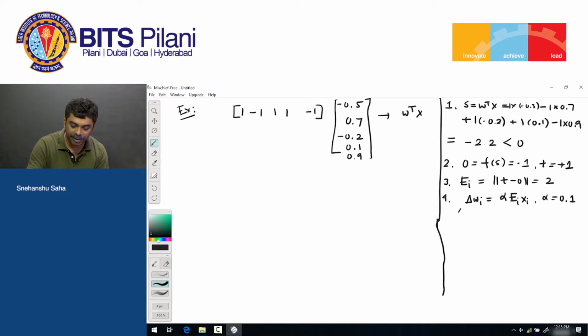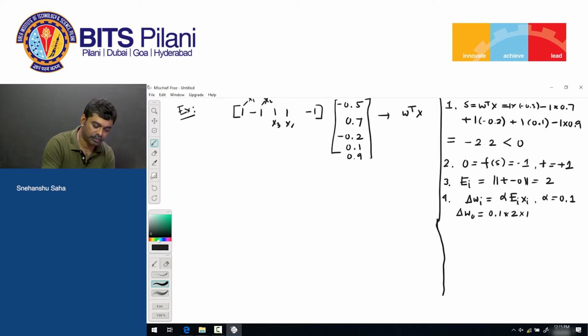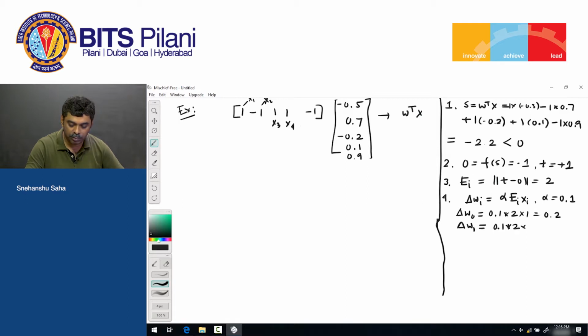You have 5 units, right? So we compute everything. Delta W naught, which is what? Alpha is fixed, 0.1, error is also fixed, which is 2, and then the x side, so this is x1, this is x2, and so on and so forth, right? So you do that, and this is 0.2. Delta W1 is 0.1 times 2 times minus 1, equal to minus 0.2. Delta W2: the learning rate is fixed, error is fixed, the next data point is 1, so this is 0.2. Delta W3, same thing, 1, equal to 0.2, and delta W4 is this.